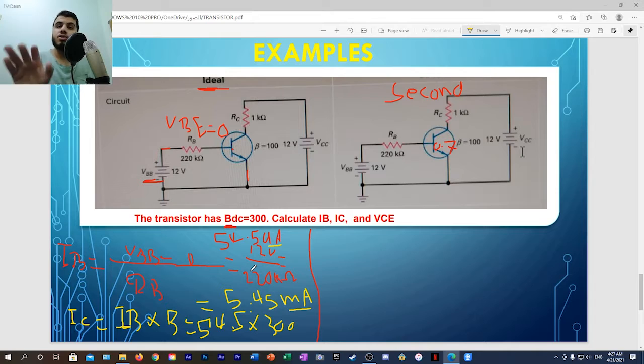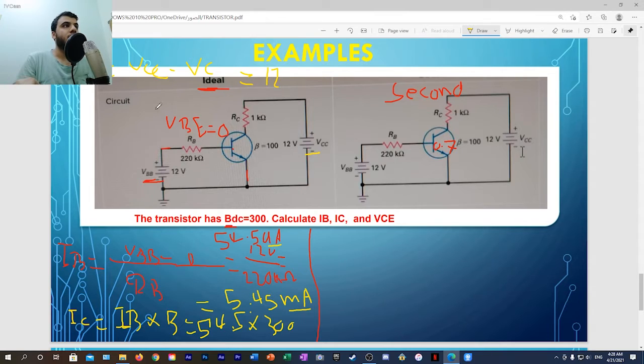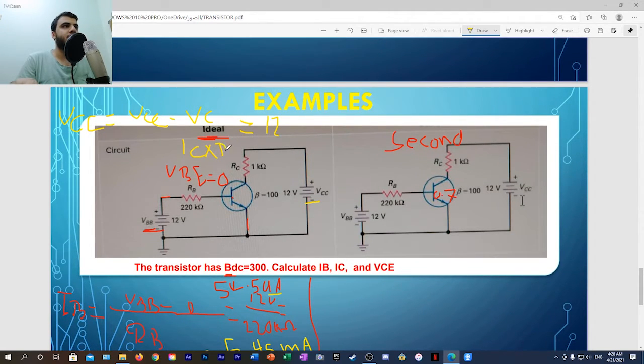So how can a transistor amplify a signal? By using a variable resistor. So what else? Where to begin? Yes, VCE. Here VCC minus VC, where VCC is 12, and we find VC. VC equals IC multiplied by RC.